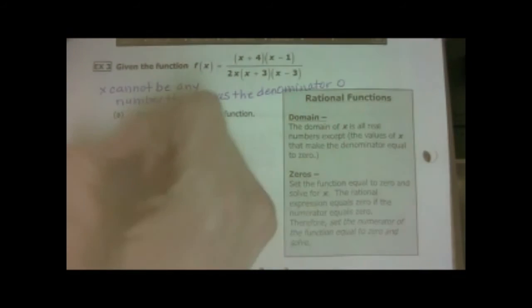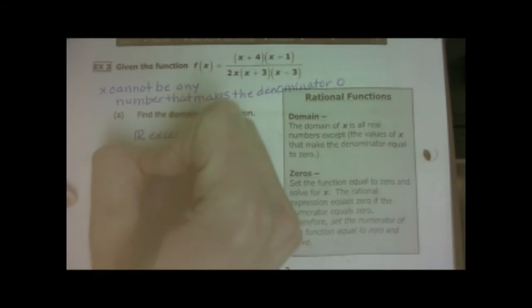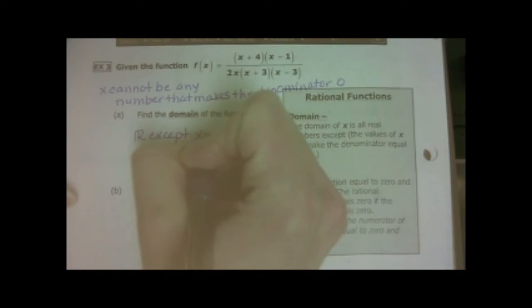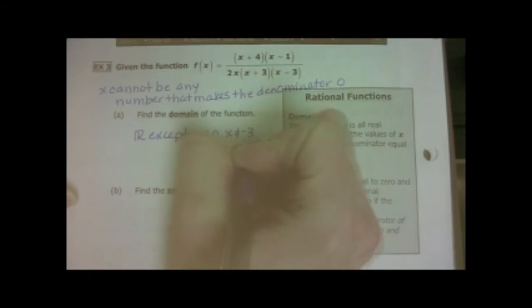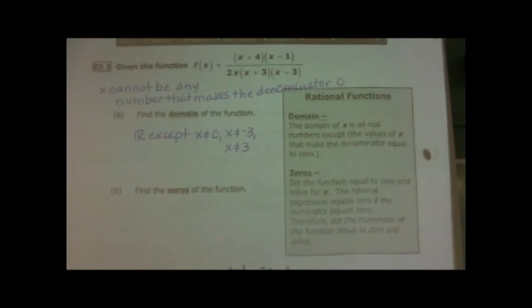So what we say the domain is then is this: all real numbers except x cannot equal 0, x cannot equal -3, x cannot equal +3. We have to be aware of that. X can't be certain things because we cannot have 0 in the denominator. What this is going to mean for us when we graph this is there are going to be breaks in this graph, and we will talk about how this is graphed.